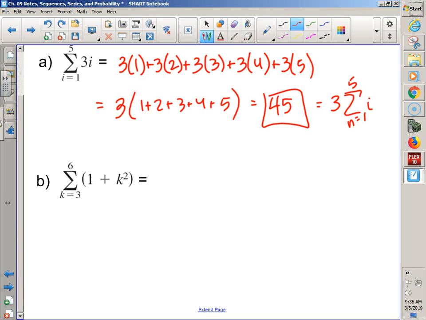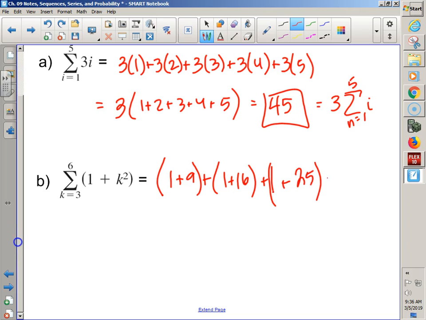Letter B. What do you do? Okay, stop. How do you actually plug it in, though? 1 plus 9 plus 1 plus 16 plus... Wait a minute. Why am I starting at 3 squared, then 4 squared, then 5 squared, then 6... 6 squared is not 26. It's 36.